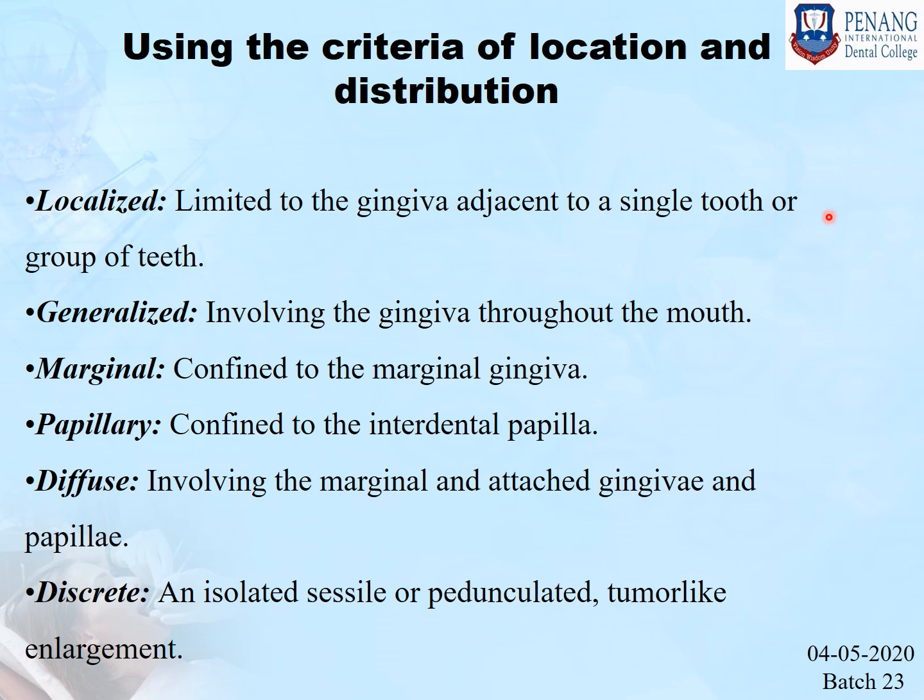Based on distribution, it can be localized, limited to the gingiva adjacent to a single tooth or group of teeth, or generalized, involving the gingiva throughout the mouth. It is called marginal when it is confined to marginal gingiva, or papillary when it is confined to interdental papilla. It is diffuse when it involves the marginal and attached gingiva and the interdental papilla also. It is called discrete when there is an isolated sessile or pedunculated tumor-like enlargement.